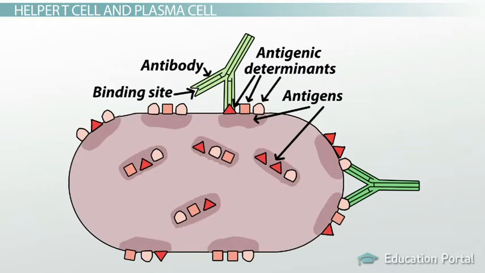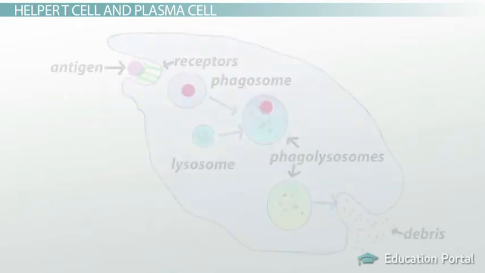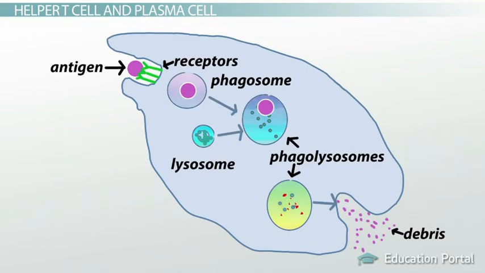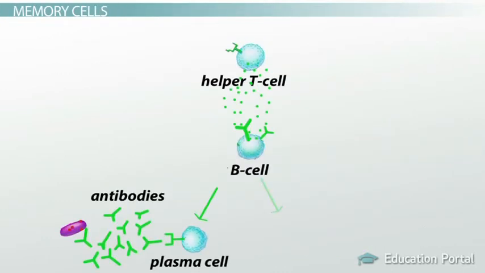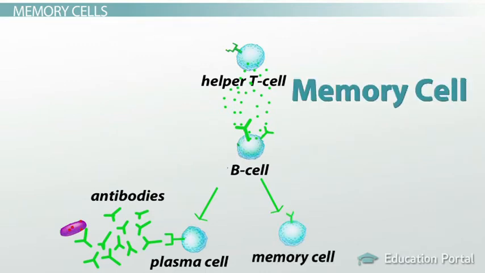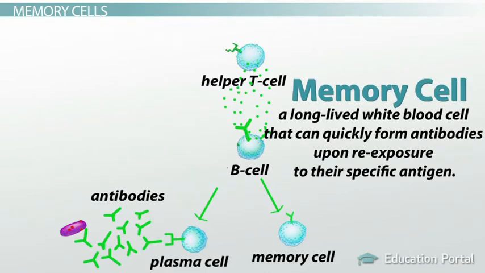Once the antibodies are released into circulation, they go out to track down this antigen. If they recognize it, they will attach to whatever harbors this antigen, like the surface of a bacterium. This attachment may, in and of itself, cause a series of events that destroy the bacteria, or it may signal to other cells to come and destroy the invader. Another type of cell formed when a helper T cell signals a B cell to divide is called a memory cell. This is a long-lived white blood cell that can quickly form antibodies upon re-exposure to their specific antigen.